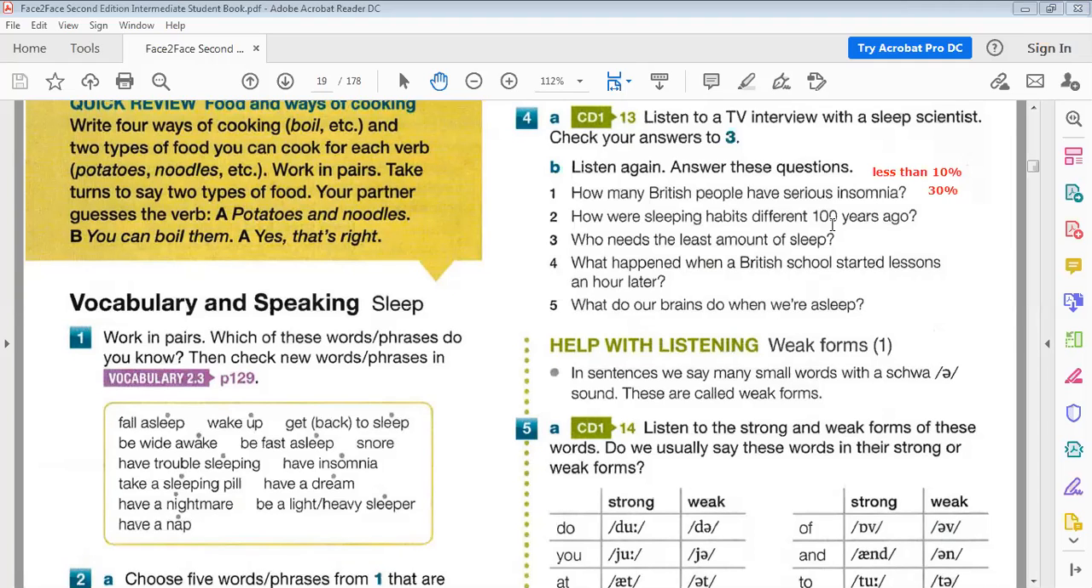Number 2, how were sleeping habits different 100 years ago? What was different? I think they slept when it became dark. Yes, because I think electricity was mentioned or something like that. Yeah. But what did they mention about electricity?